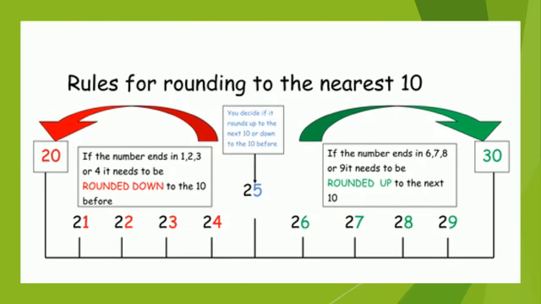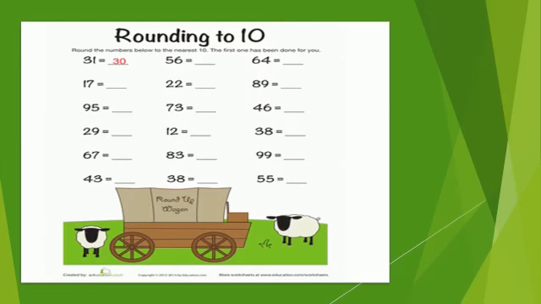Rule for rounding to the nearest 10. Here you can see a number line starting from 20 to 30. What is the midpoint? The midpoint is 25, as you can see in this picture. If the number ends in 1, 2, 3 or 4, it needs to be rounded down to the 10 before. Or if the number ends in 5, 6, 7, 8 or 9, it needs to be rounded up to the next 10. Understand? Let us take a few examples.